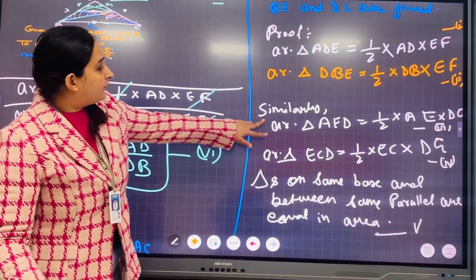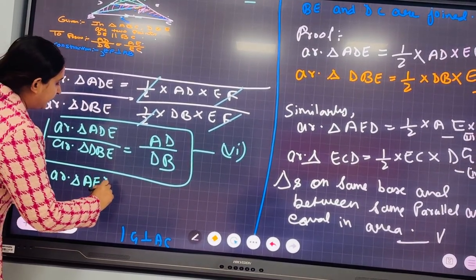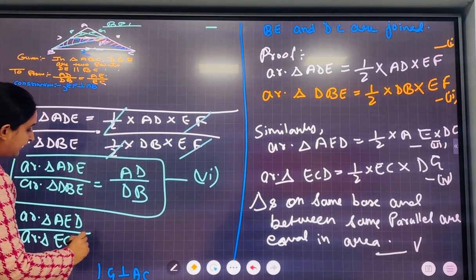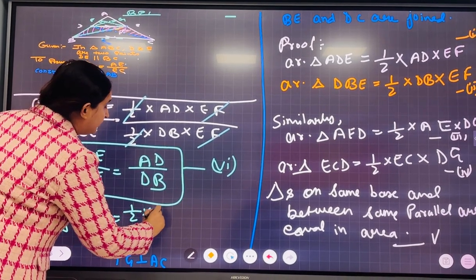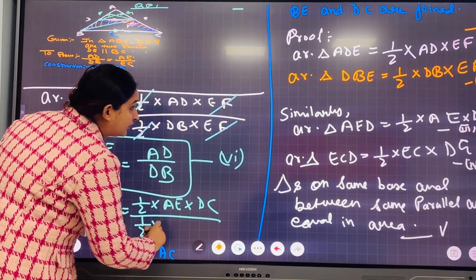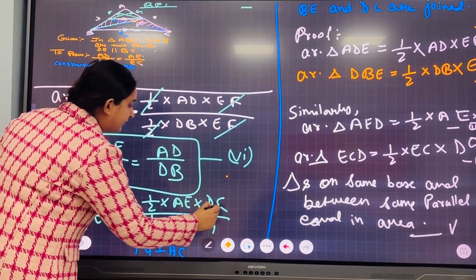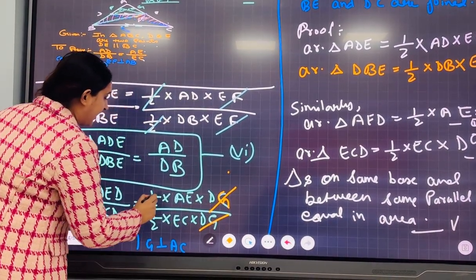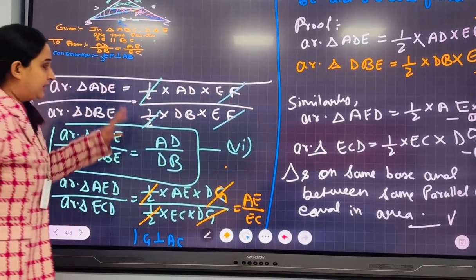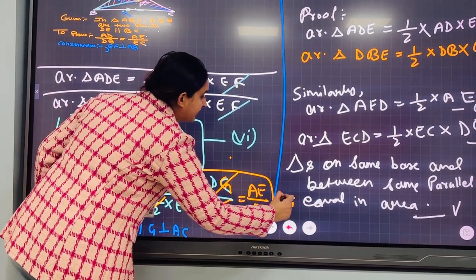Similarly, find the ratio of these two triangles. So area of triangle AED upon area of triangle ECD will be half into AE into DG by half into EC into DG. If you solve this, DG will cancel, half will cancel. We have AE upon EC, right? So put this again in the box and let this be equation number 7.